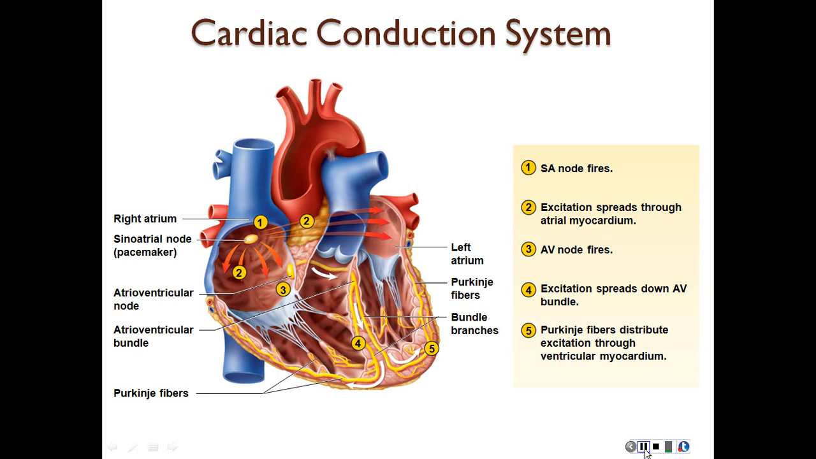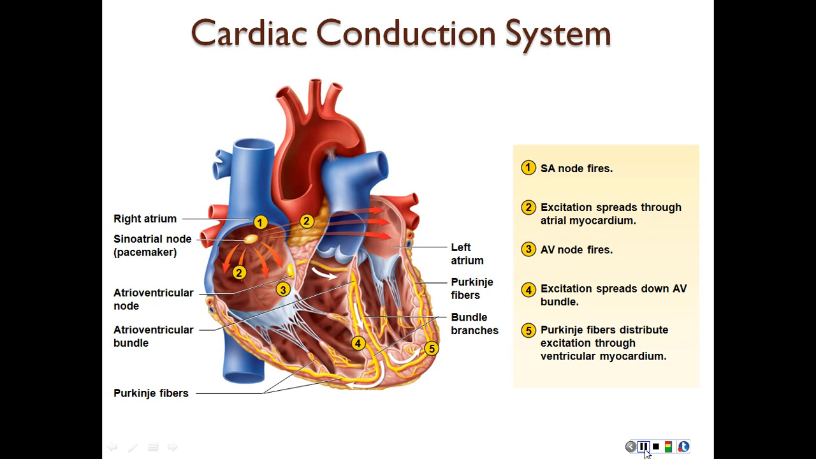Okay? So the SA node fires. That sends an electrical signal to the muscles, the myocytes of the atria, the left and right atria, telling them to contract all at one time. Okay? Y'all got that? So the SA node is the pacemaker. When it fires, the atria contract in response to the electrical signal generated. Okay? That electrical signal from the SA node at the same time stimulates the AV node.